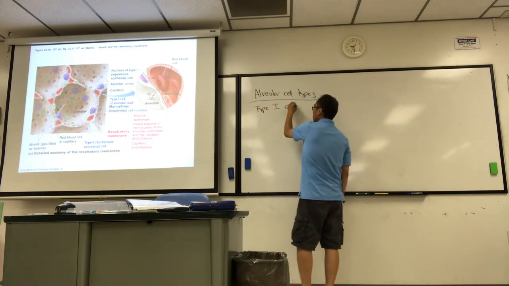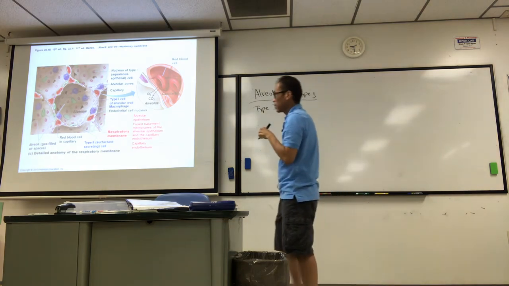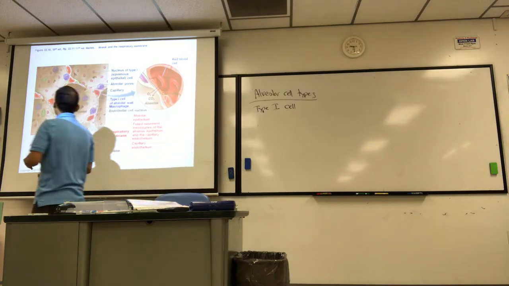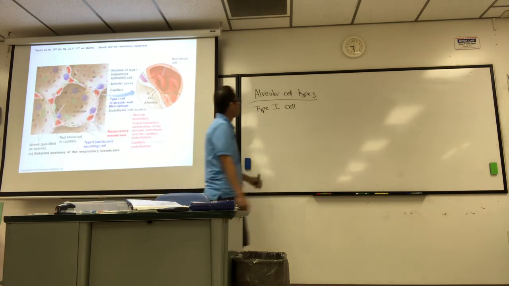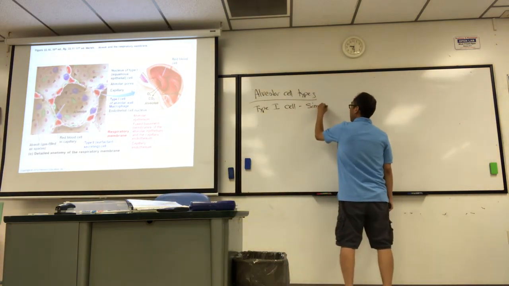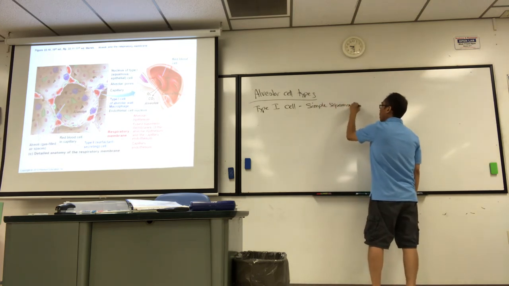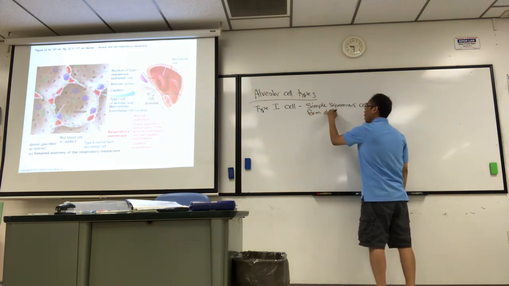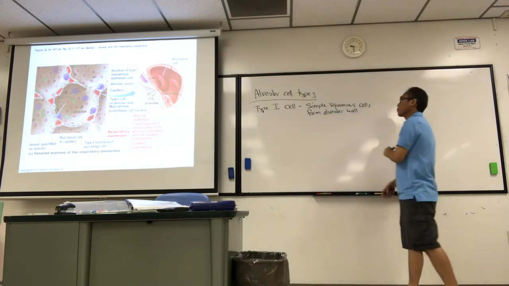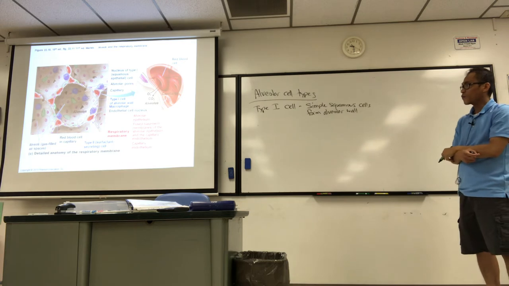So the type 1 cell, that's the main cell type. Basically, what you have here is a simple squamous epithelium. And all the simple squamous cells that receive fresh air through those little holes are the type 1s. They form the alveolar wall. So it's the main cell that's there. The air fills the spaces and it's lined with these cells.